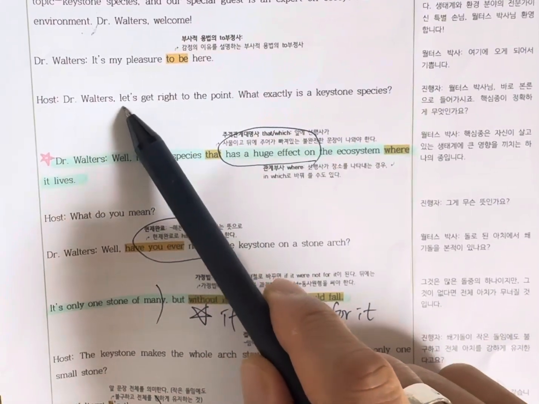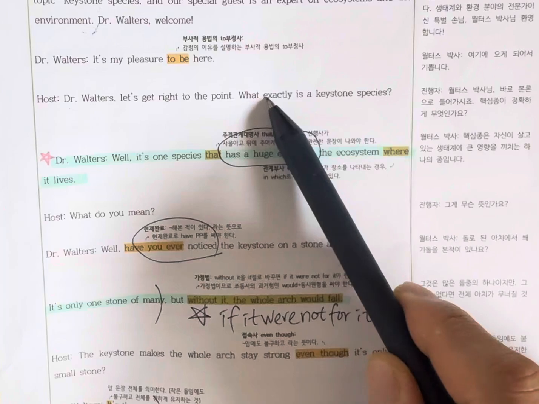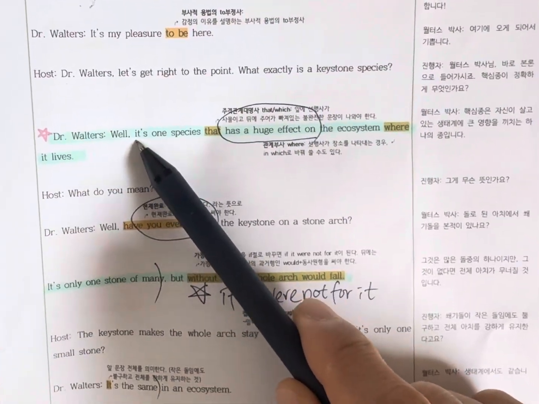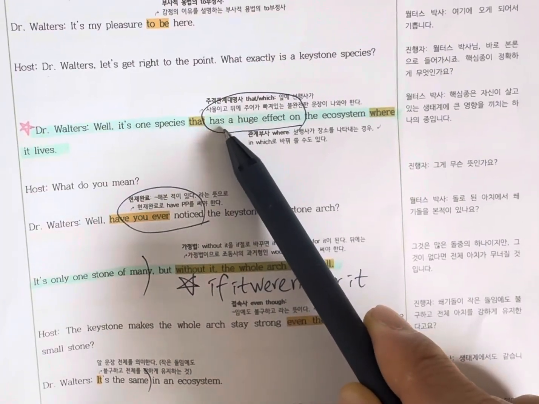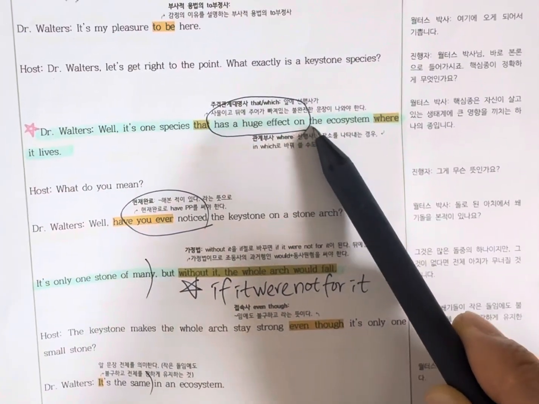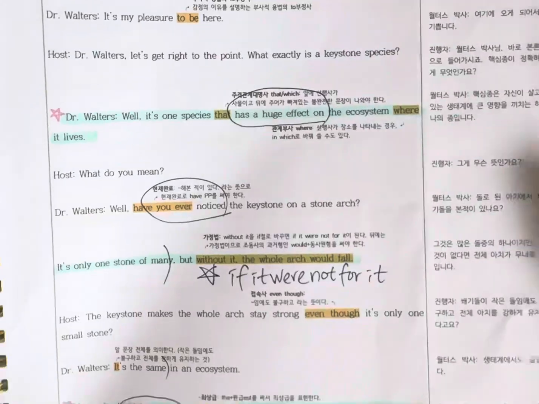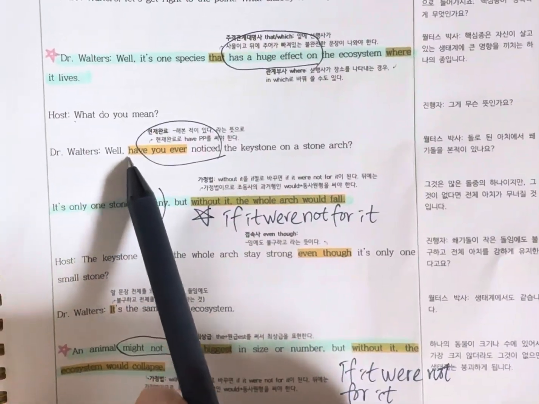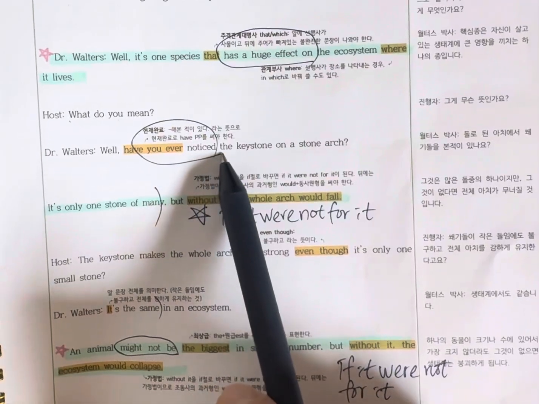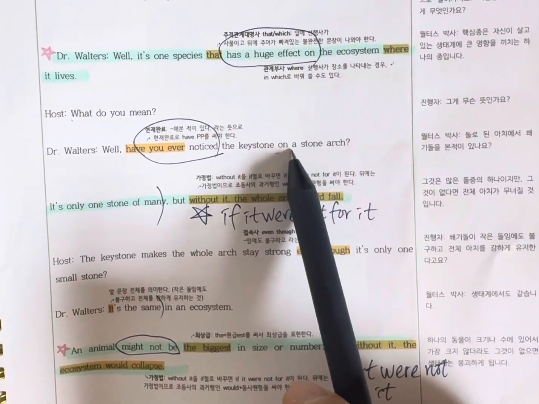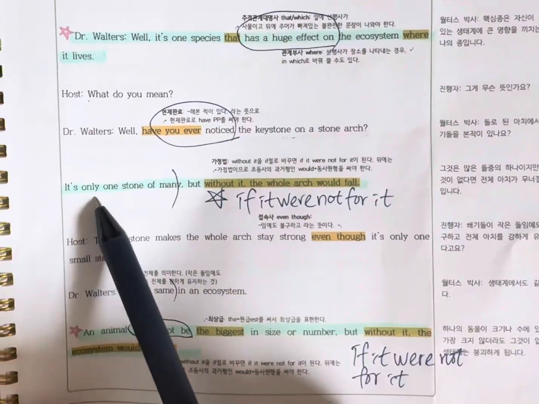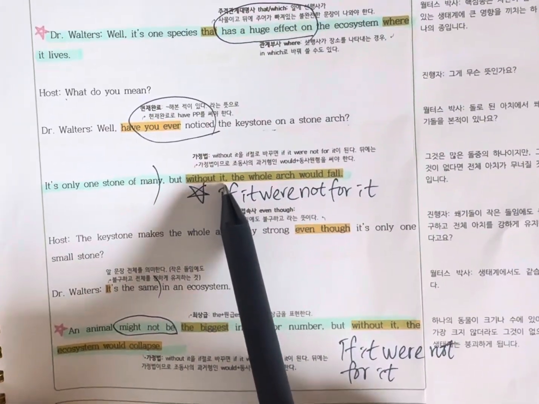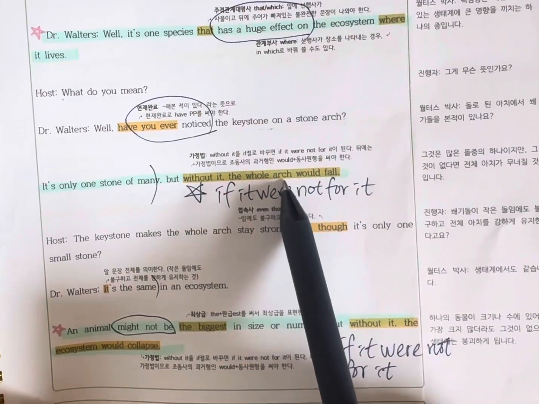Dr. Walters, let's get right to the point. What exactly is a keystone species? Well, it's one species that has a huge effect on the ecosystem where it lives. What do you mean? Well, have you ever noticed the keystone on a stone arch? It's only one stone of many, but without it, the whole arch would fall.